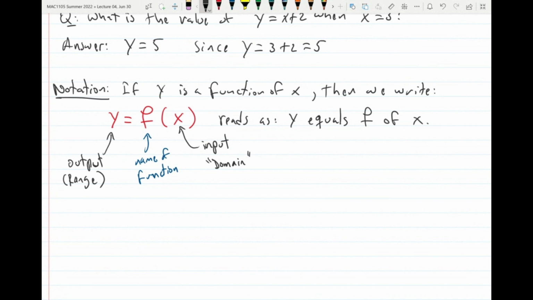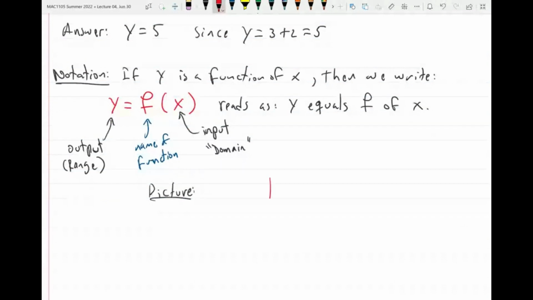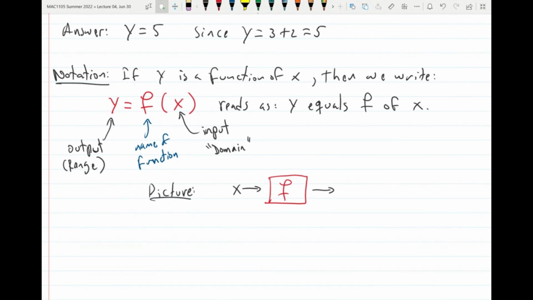So let me draw a little picture. And this is going to be handy when we talk about composition and inverse functions. So again, you can think of a function as a little machine. Let's say this is the function f, and then x is the input. Something comes in, and then what comes out is the output that we call f of x. So that's the input, output. Okay?